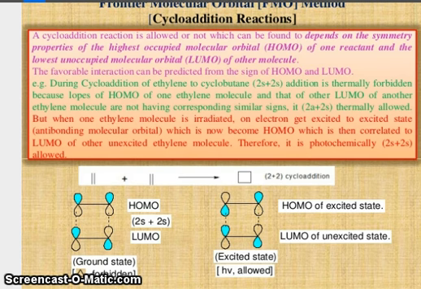2a plus 2s is thermally allowed, but when one ethylene molecule is irradiated, an electron gets excited to the excited state, the antibonding molecular orbital, which now becomes the HOMO, which then correlates to the LUMO of the other unexcited ethylene molecule. Therefore, it is photochemically allowed. So, ground state forbidden, excited state light allowed. So, 2 plus 2 cycloaddition is allowed through light.